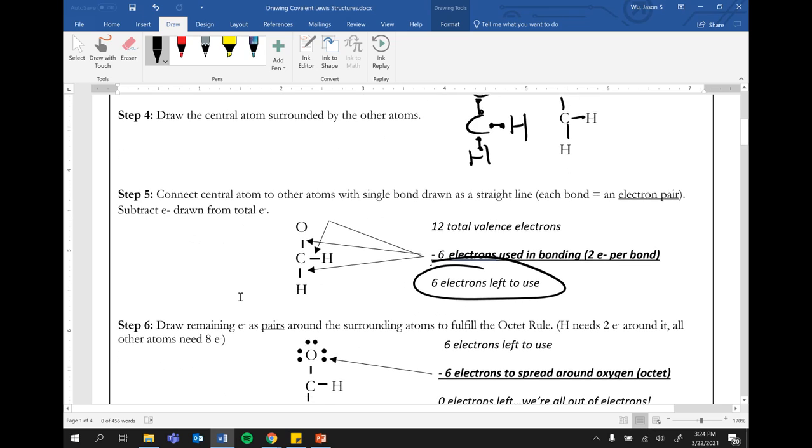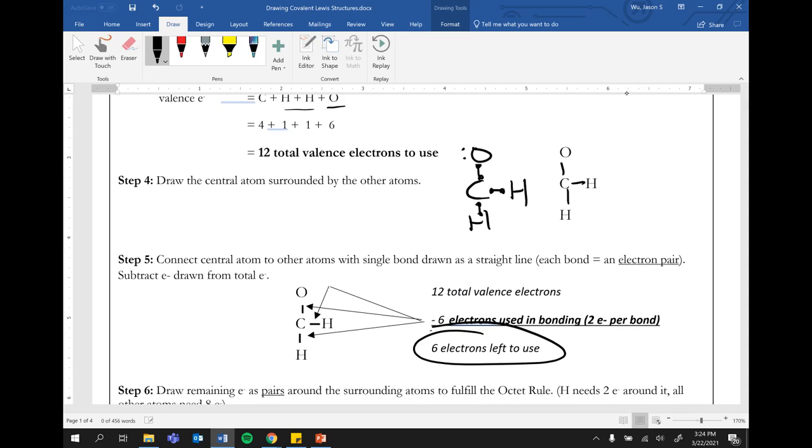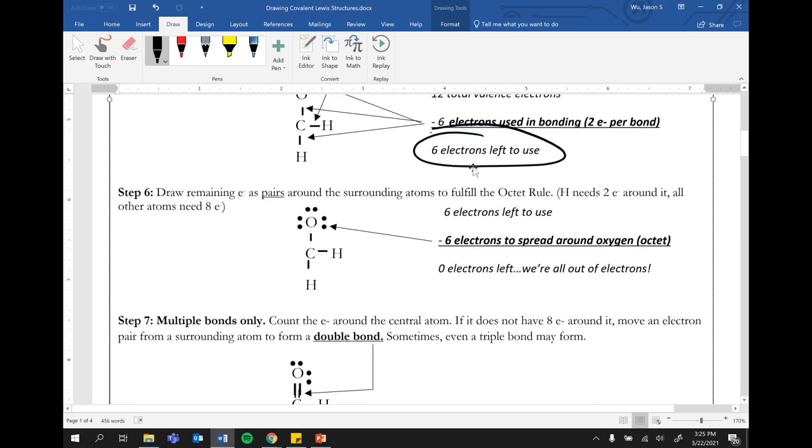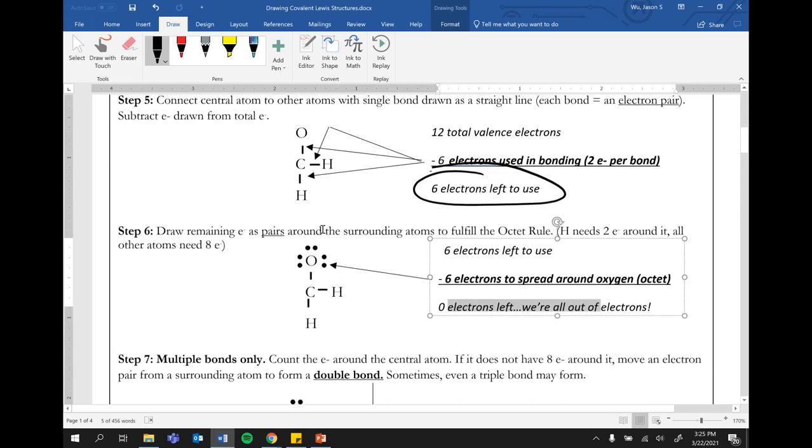And I basically place them around the outside atoms. In this case, I'm going to put them around O because hydrogen can't handle anymore. Hydrogen just needs 2 electrons to form a full outer shell. So once you draw a single bond to hydrogen, you are always done with hydrogen in that case. So I'm going to draw those 6 electrons around oxygen. And I've used them all. So I have none left to use. I have used all 12 electrons.